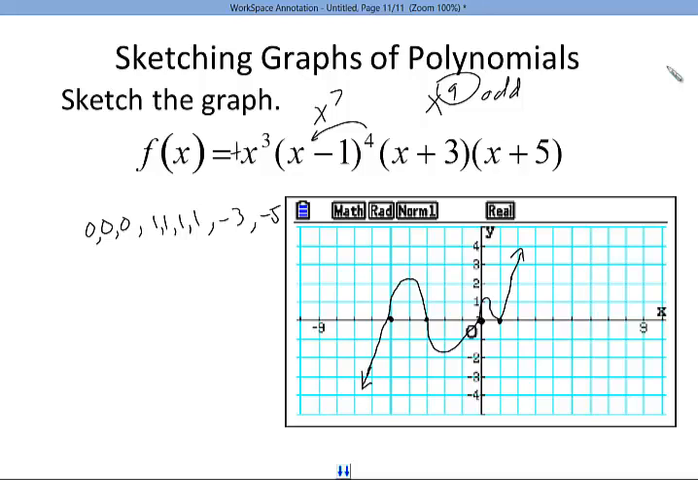That is beautiful, even though it doesn't look like it. Okay, the result is beautiful. Down to the left, up to the right, through the -5 because there's only one of them, through the -3, through the 0 because there's odd number 3 zeros, and then bounces off the 1 because there are 4 1s, and it goes up to the right.